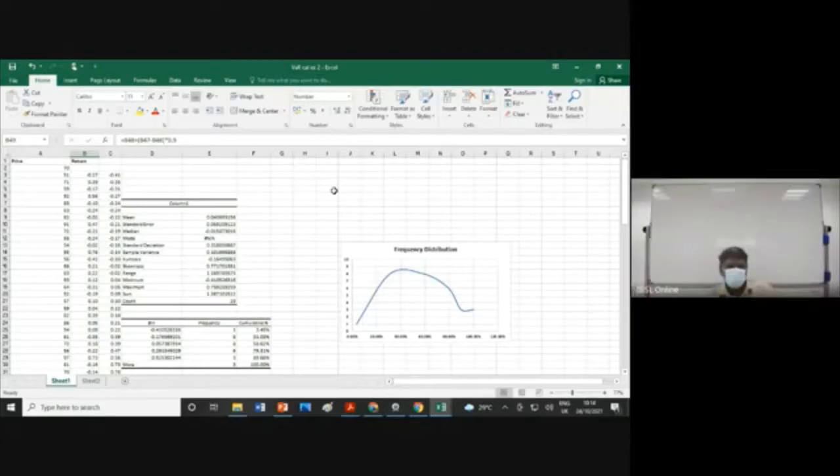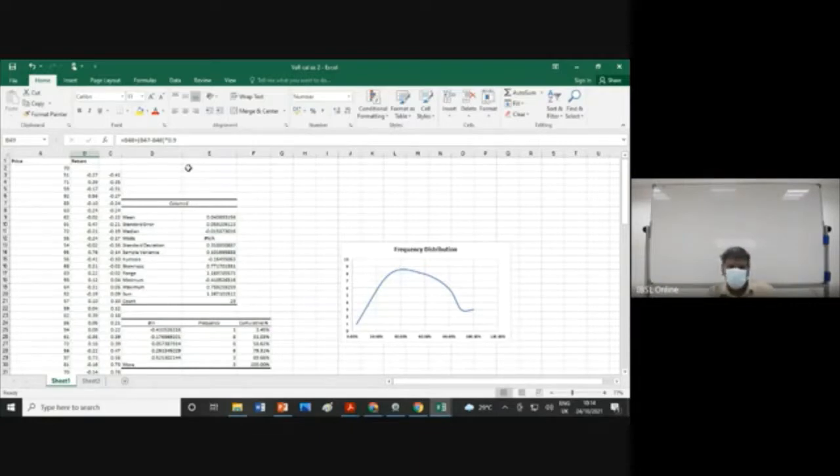Last 10 data points. Because 95% confidence level means you look at the worst 5%. The worst 5% case means if you have 200 data points, 5% of 200, the 10th item. So you have to look at the return of the 10th item. Let's say the return of the 10th item is 0.31. So that is the value at risk.